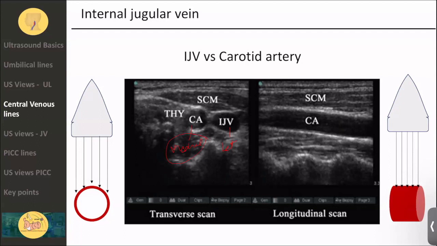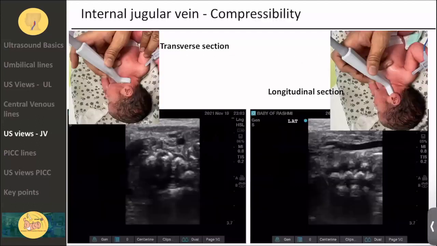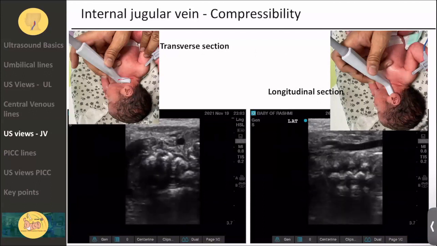So there are two ways of scanning it. So is there a dummy? Okay, I will show you here. So the baby is lying and this is the neck. So when our probe is in this direction, the vessels are in this direction. So this is a transverse section or the short axis view. Okay, and this is a longitudinal section which is along the line, along the direction.